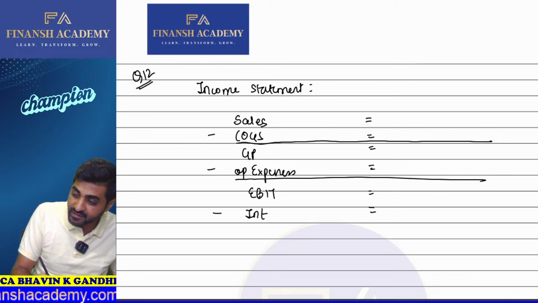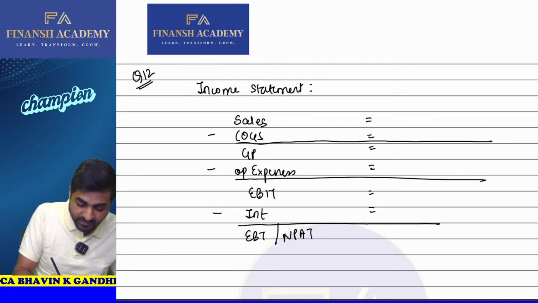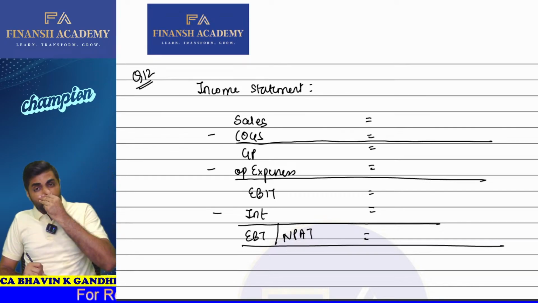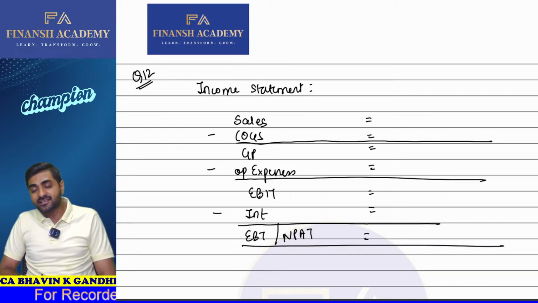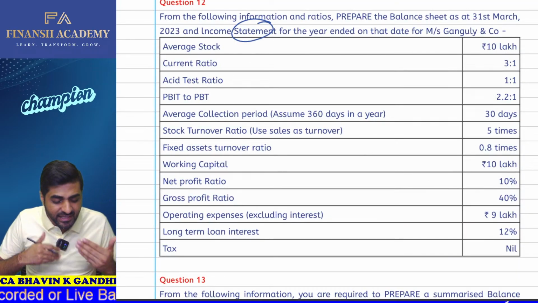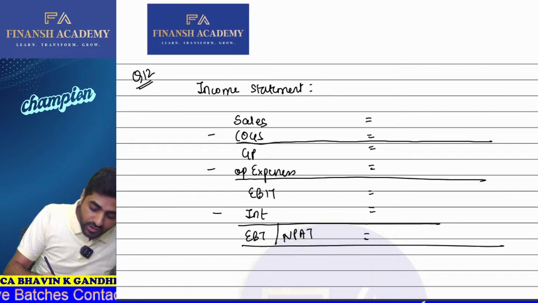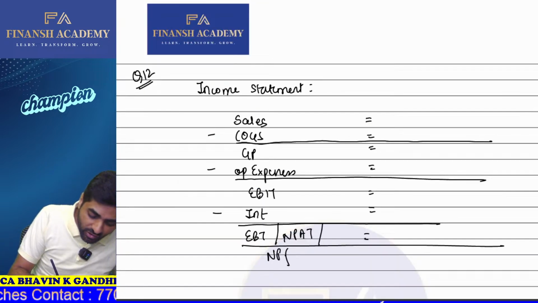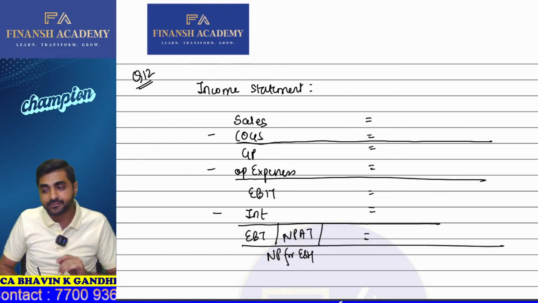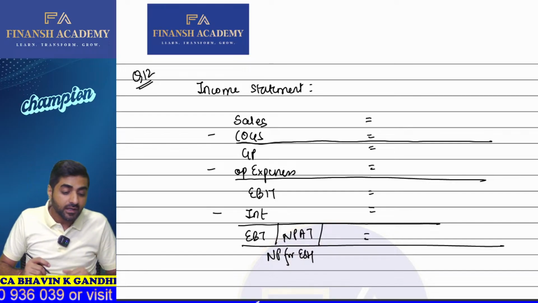From this we subtract interest. What do we get? EBT. But this itself is your NPAT. Why your EBT itself is your NPAT? Because there is no tax in this particular question. And also at the same time, can you see there is any preference share capital or something like that? Then the answer is absolutely no. So the entire net profits belongs to your equity shareholders.